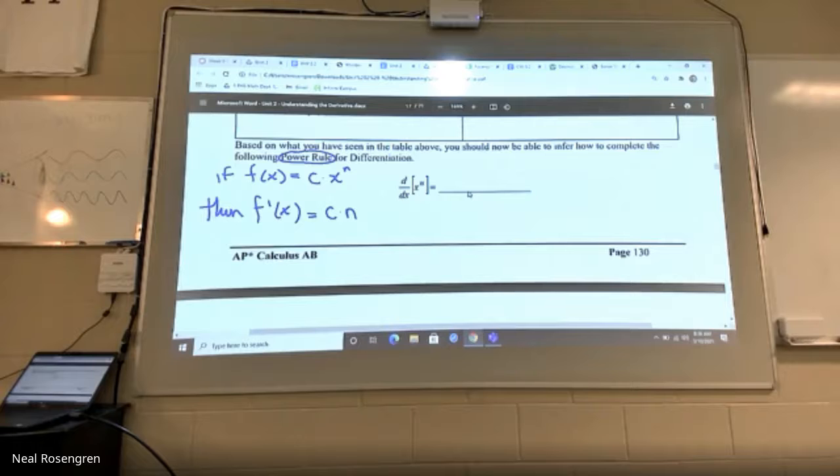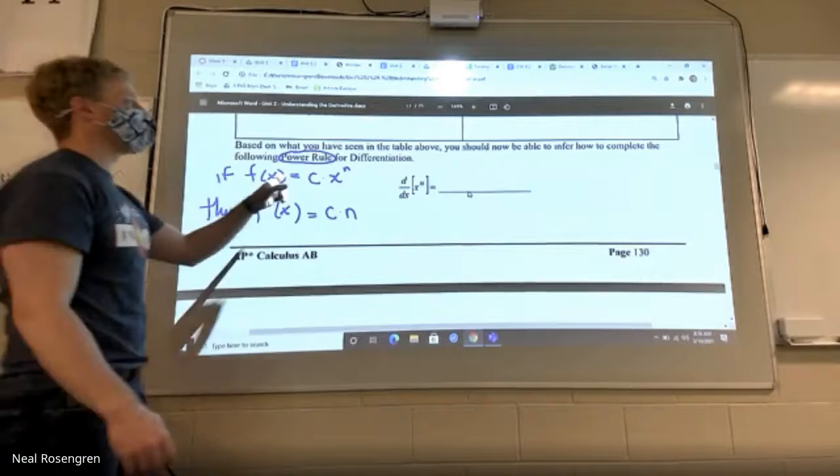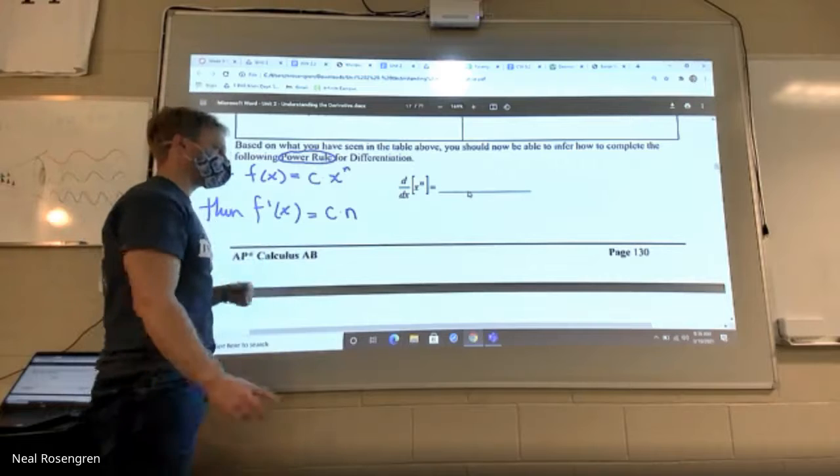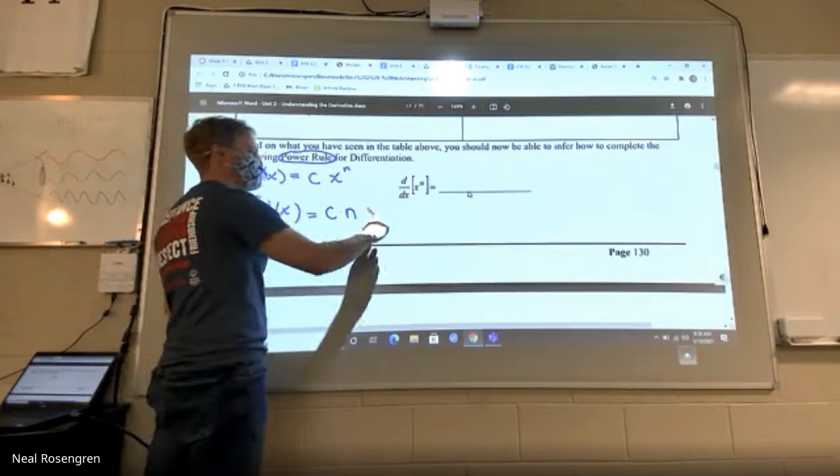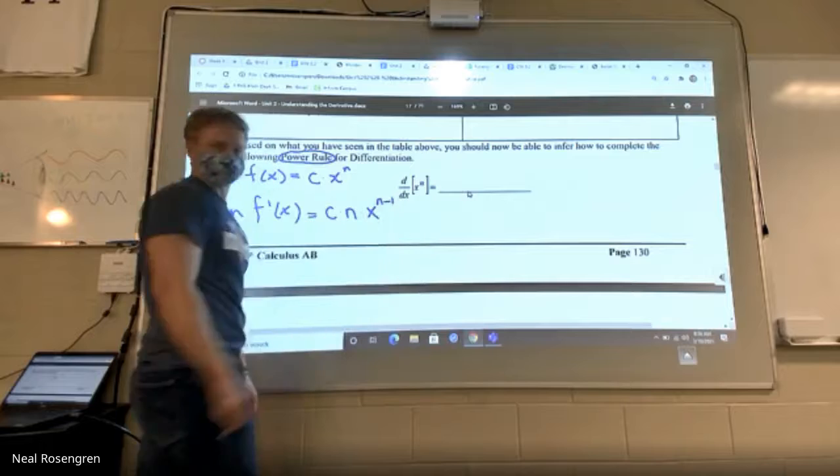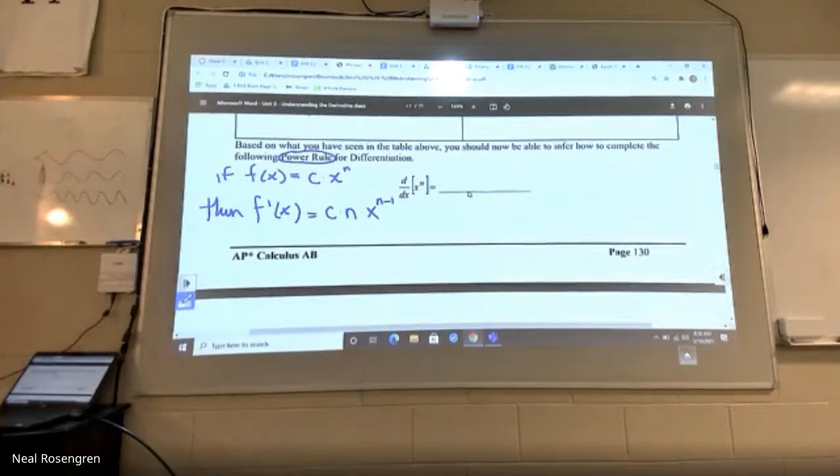Okay. But if we do have a power that we want to keep track of, we're going to multiply those together, and then we'll just decrease the exponent by 1. Okay. So c times n times x to the n minus 1. And it all goes back to how the limit definition worked out that way. We could look back at all the ones that we did, and you'd see that that's always true. We now have the shortcut that's worked all the way through.